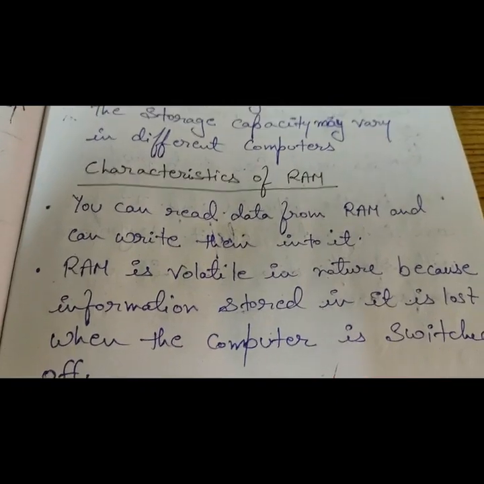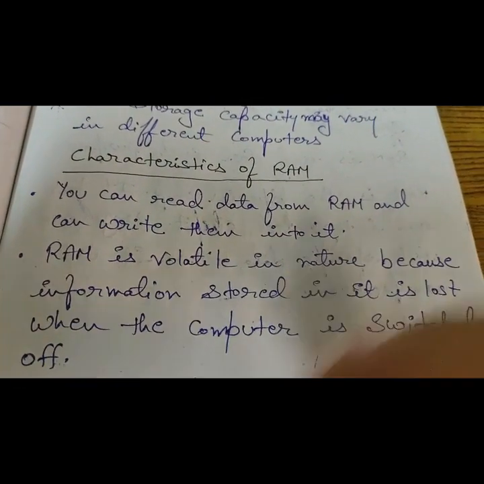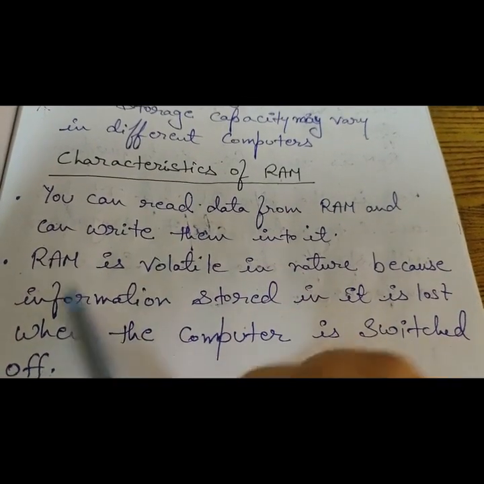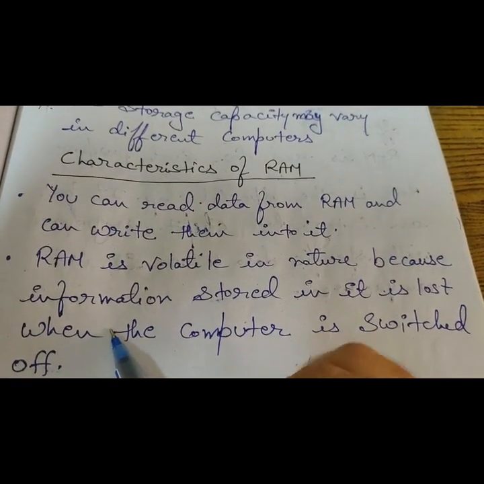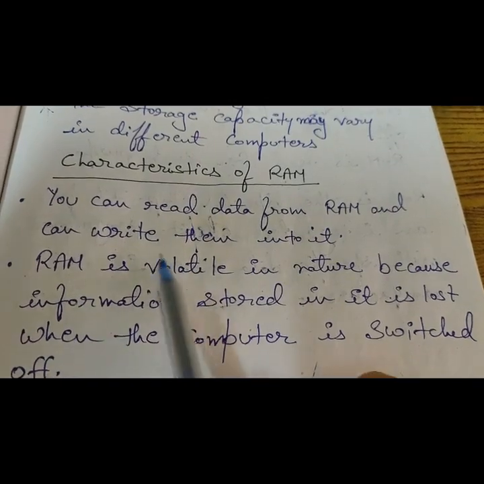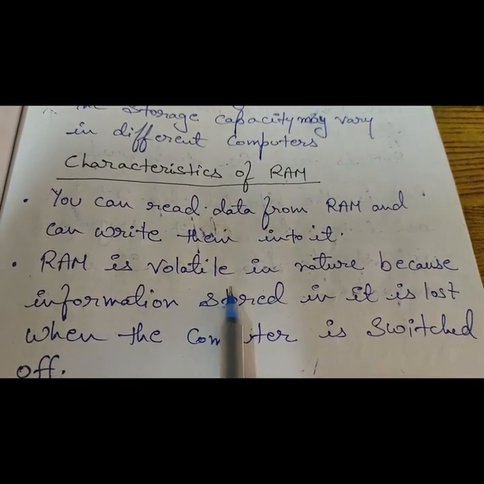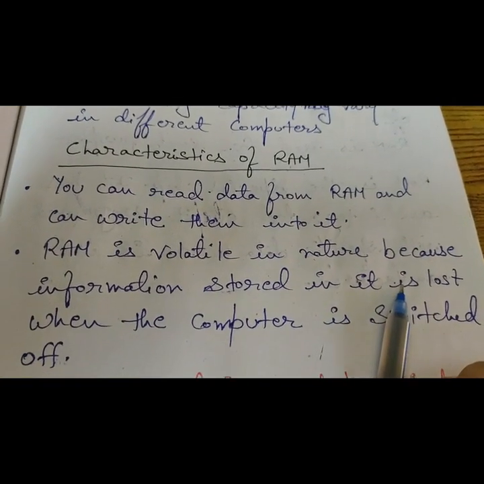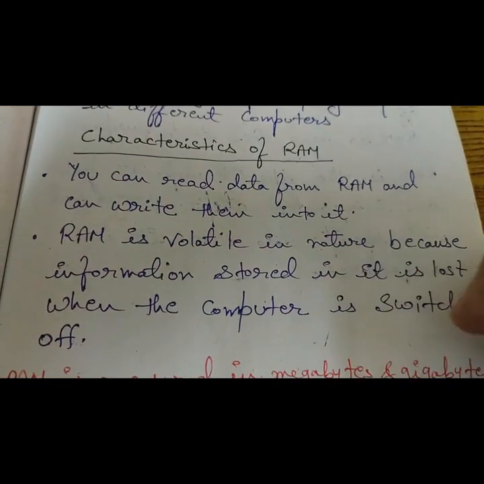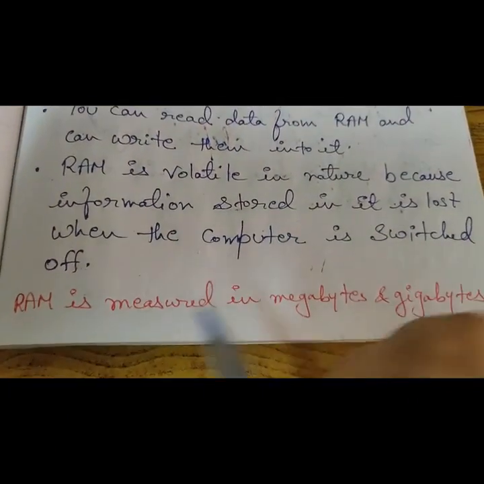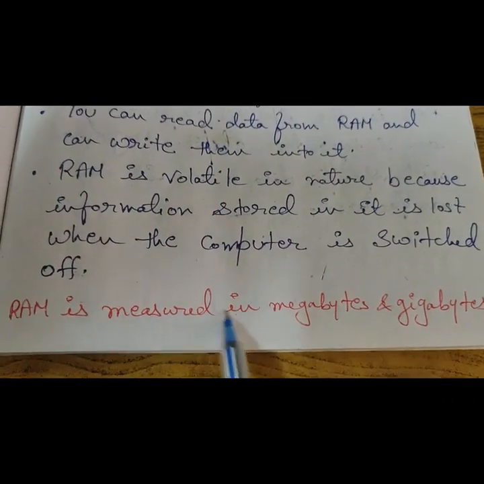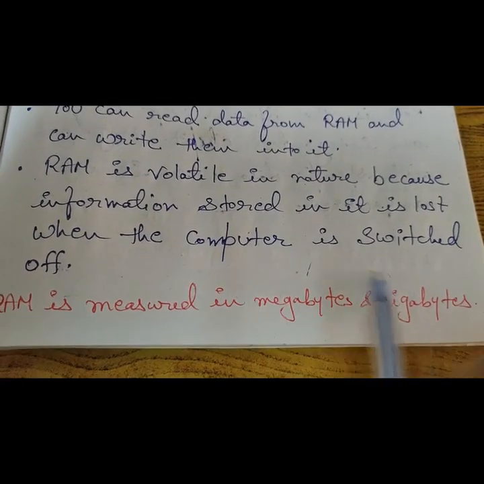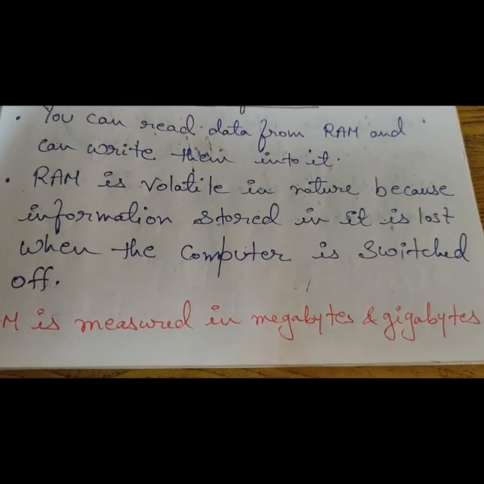When your computer is switched off, or while you are doing some work on your computer, the data is stored in it temporarily. Temporarily means volatile. So RAM is a volatile memory, which is also known as temporary memory. Note down an important part: RAM is measured in megabytes and gigabytes. It is the storage capacity of RAM.